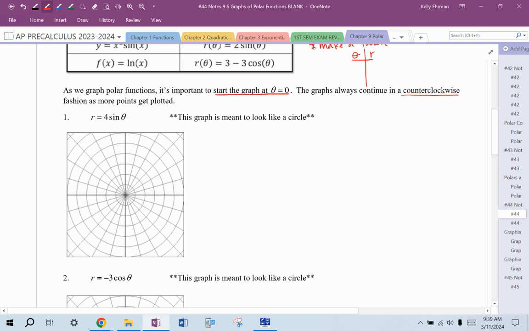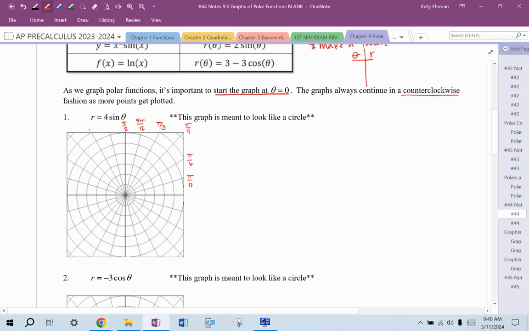Okay, we're going to graph 4 sine theta. This is meant to look like a circle, just a heads up when we see this format. Let's begin by labeling on this axis where these points are. The line that bisects quadrant 1 has to be pi over 4. And then this is pi over 6, and this is pi over 3. Pi over 12 is this mark: 1 pi over 12, 2 pi over 12, 3 pi over 12, 4 pi over 12, 5 pi over 12 is this one. And then obviously here's pi over 2.